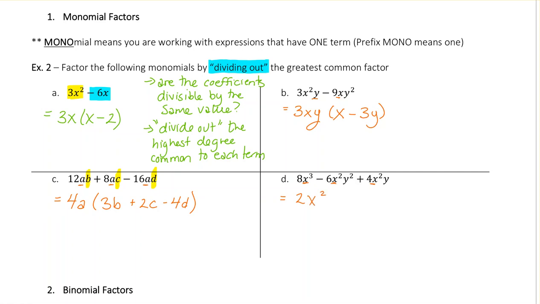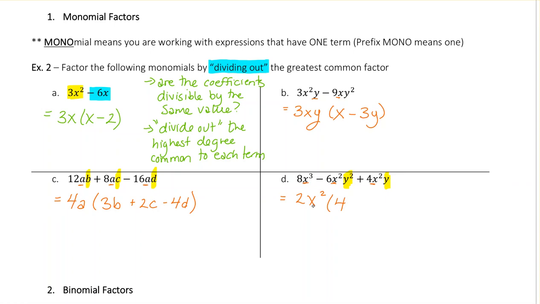of them. And you notice that this first term does not have a y or a y squared variable, but the next two terms do. You're not going to be able to factor that out here because it's not common to all three terms. It's only common to 2. So if you factor out 8 divided by 2, that's 4.